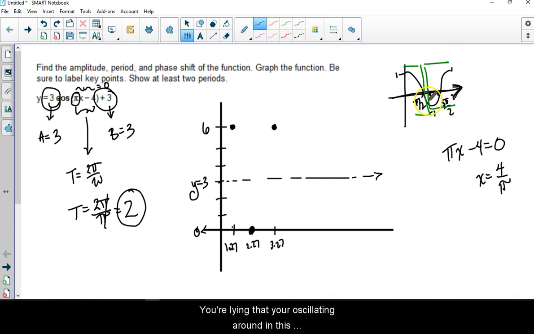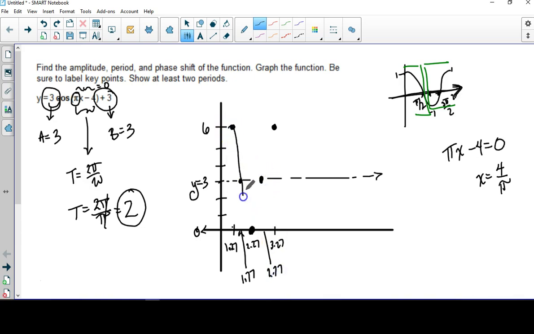In this case, the parent function is the x-axis, but here it is the y equals 3 line. So halfway in between here, if I add on a half, that would be 1.77. And if I add on a half here, that would be 2.77, where I'm going to hit. And there is my poorly drawn, super skinny cosine.